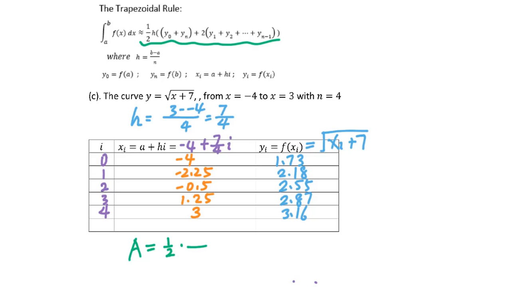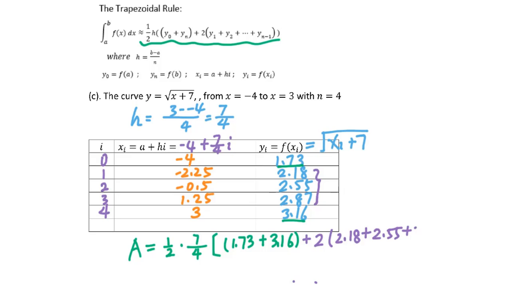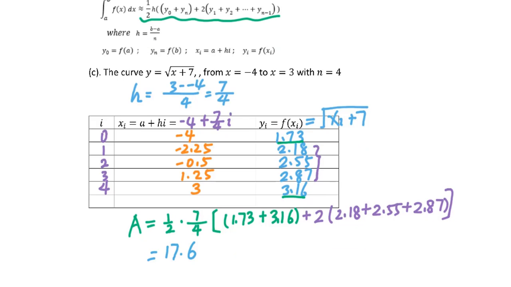After you fill out this table, you will get the estimated area by the trapezoidal rule here. 1/2 times 7 over 4, then brackets, 1.73 plus 3.16. Then you need to add these three together, multiplied by 2: 2.18 plus 2.55 plus 2.87. By GDC, you will get 17.6.